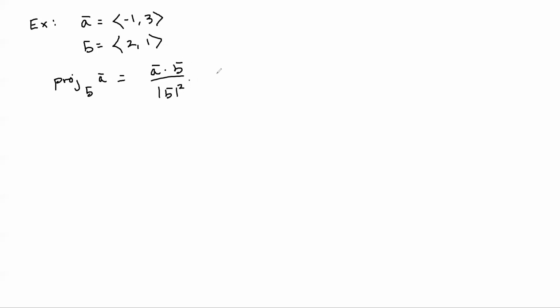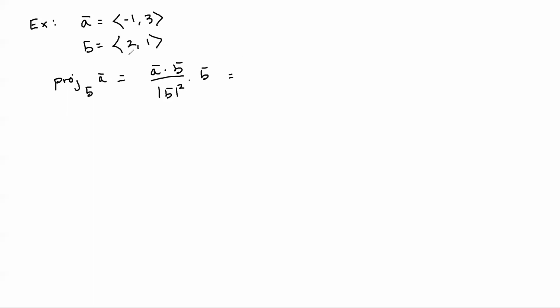So let's say A is -1, 3. B is 2, 1. And then we can find the projection of A onto B. Okay, so if you recall the formula from the previous page, that's A dot B over the length of B squared times B. So to calculate that, we want to calculate the dot product and put that in the numerator.